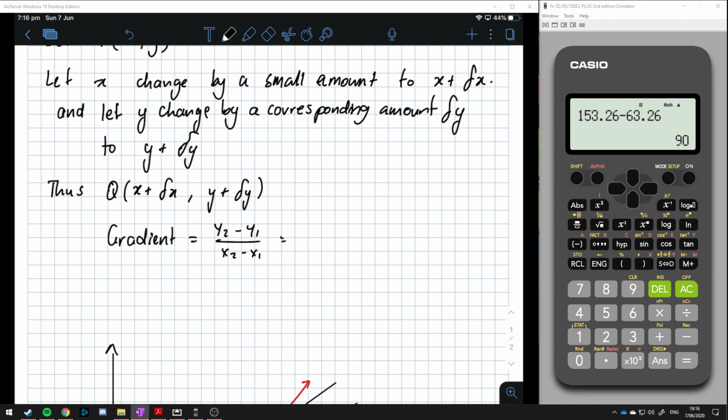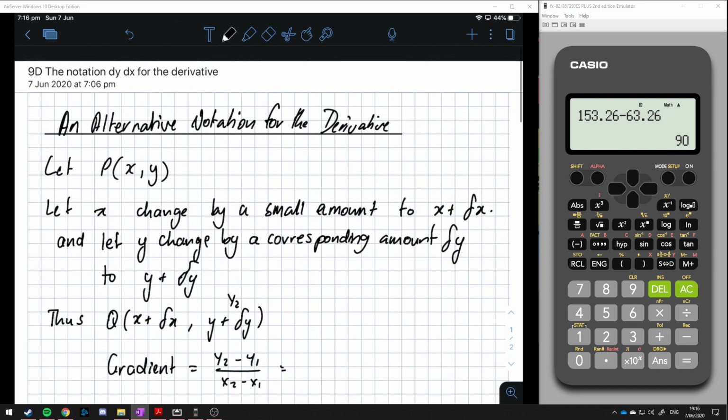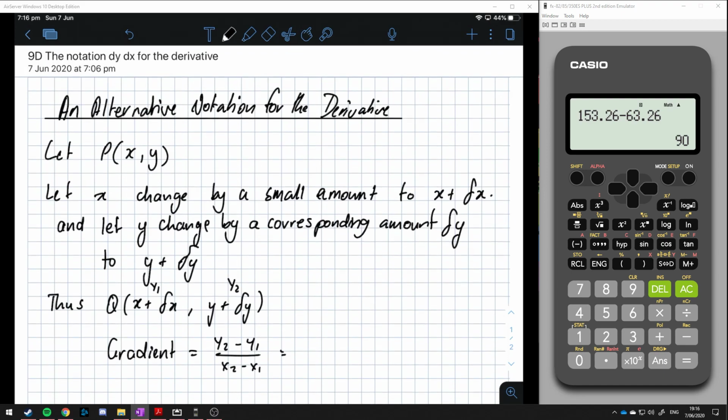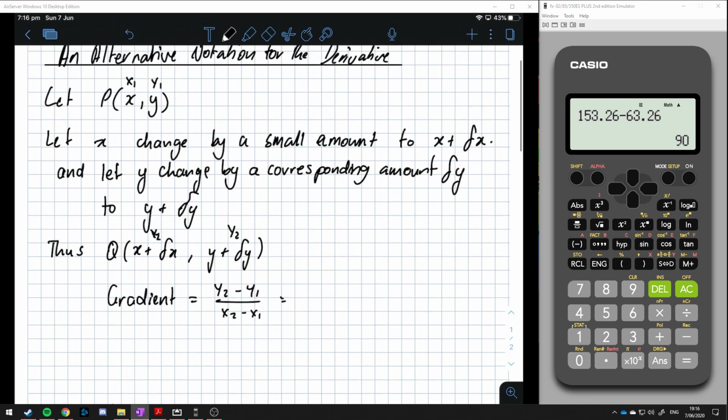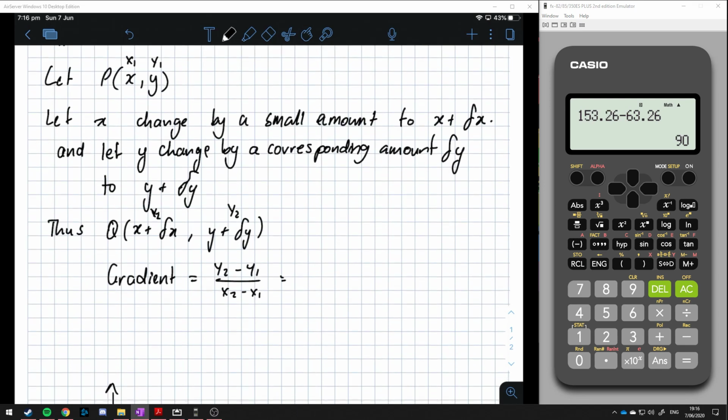So let's say this is y2, this is y1, so this is x2. That's our second point. Our first point is this one up here. If we substitute those in, we get y2 minus y1, so that's y plus delta y minus y, over x plus delta x minus x, okay?